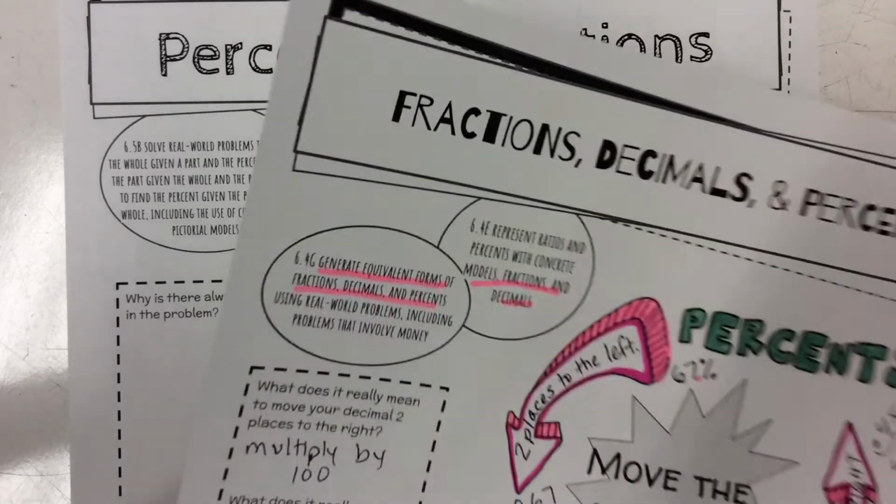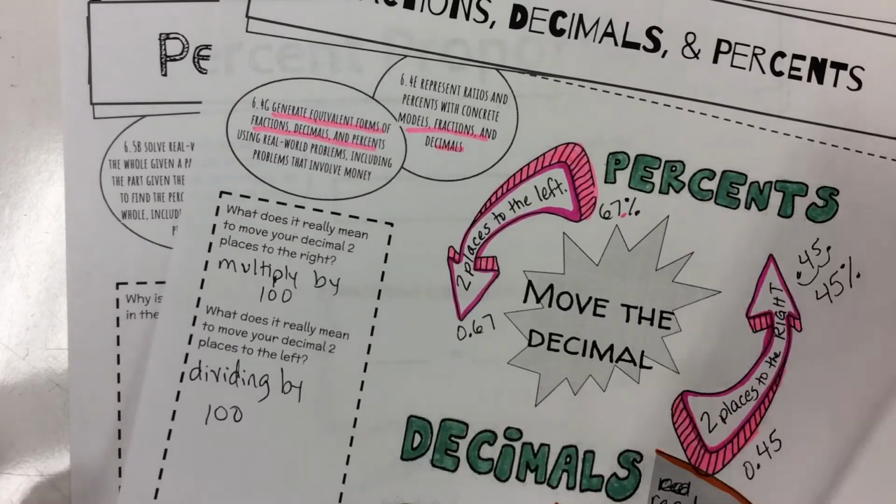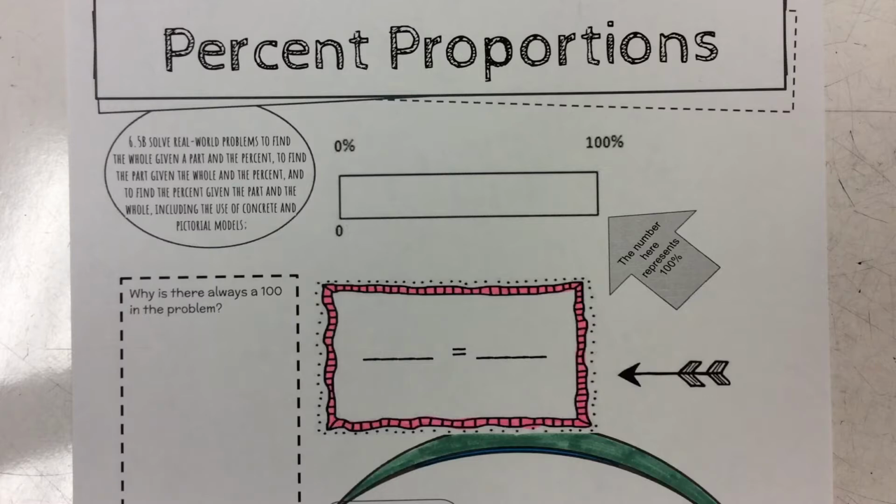The first one has to do with converting, like representing something with a percent, like a fraction, decimal, or percent, or with a model right there. The other way is always with a percent proportion. Okay, and it's when you have a percent of a number.